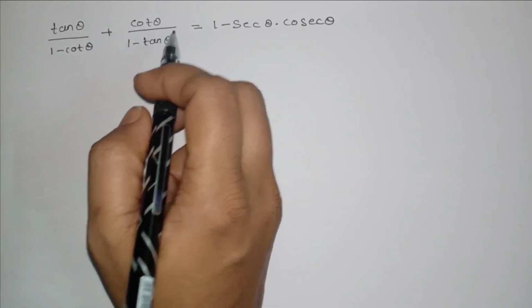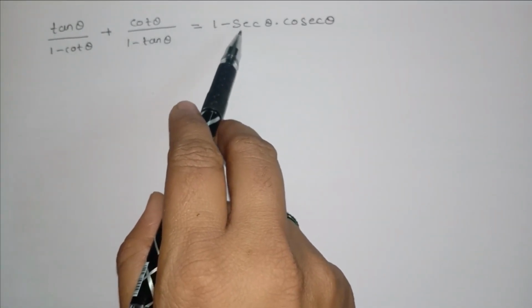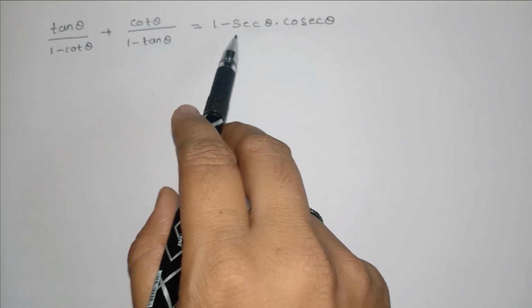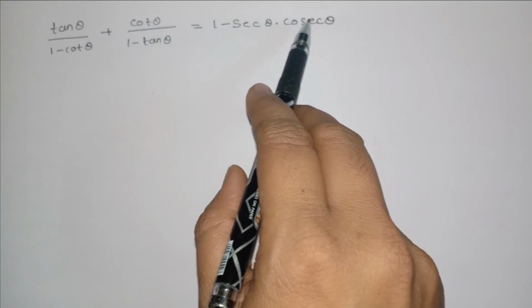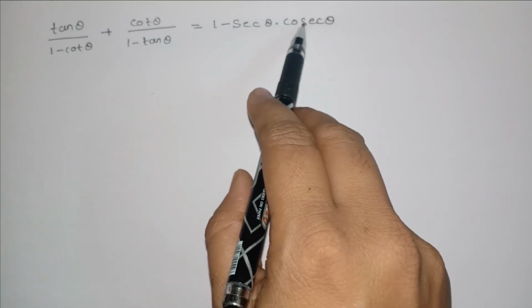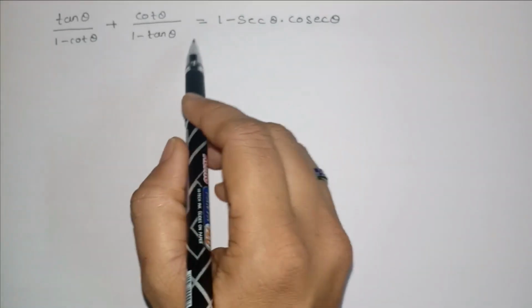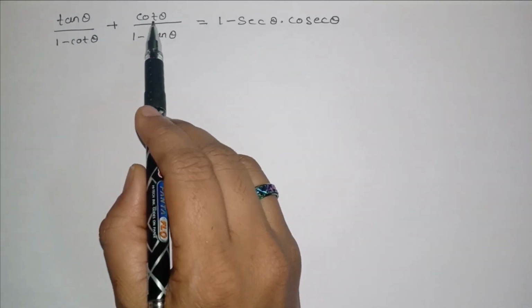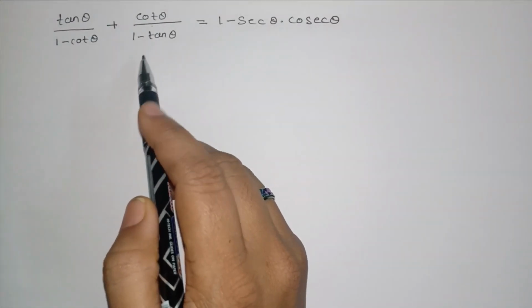First important thing to remember is to observe the RHS result. What terms are there in the result? Ratios are there in the result. We can observe 1 minus sec theta into cosec theta. We know that sec is the reciprocal of cos and cosec is the reciprocal of sin. So to prove this, tan and cot we can convert in terms of sin and cos, as we have just seen in the relation between the trigonometric ratios.